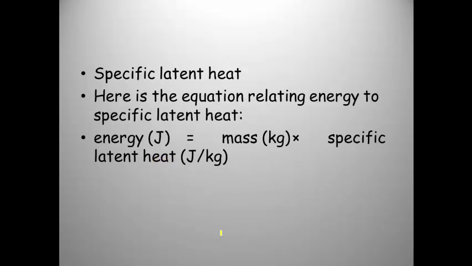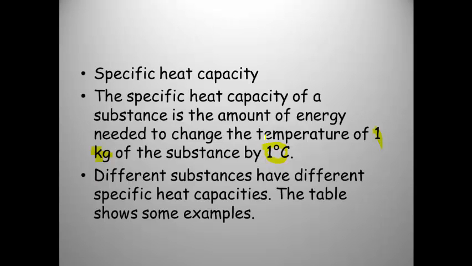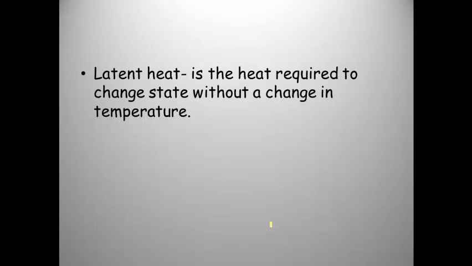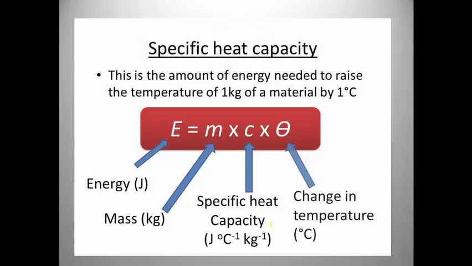So the equation for this is the mass of the substance, this is quite an easy one, multiplied by the specific latent heat. So let's say you have 5 kilograms of a substance and it gives you the specific latent heat, you just multiply them by each other. Specific latent heat relates to this graph over here. Right there, or right there. This is when it's melting. This is its boiling bit. Now, moving on.